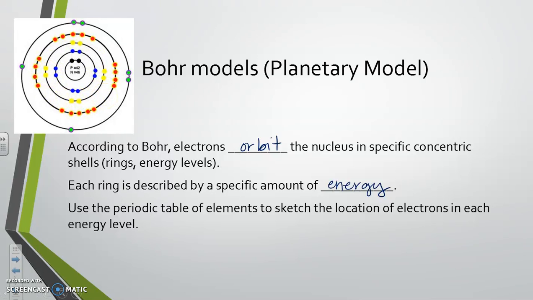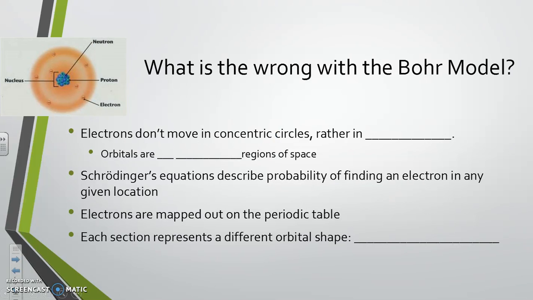According to Bohr's model, if we know the periodic table and we know the energy levels and the rows and the columns, then we can use that to sketch a nice little model of the atom and all the electrons that are in each energy level. And that was great and all, but guess what? With every model comes limitations. It's not completely correct, because electrons don't move in concentric circles.